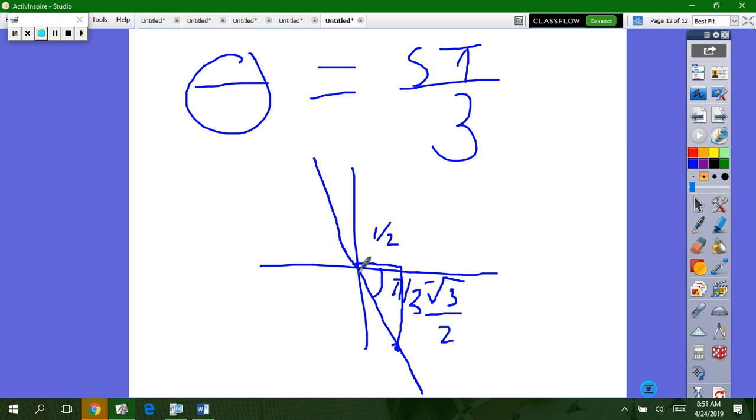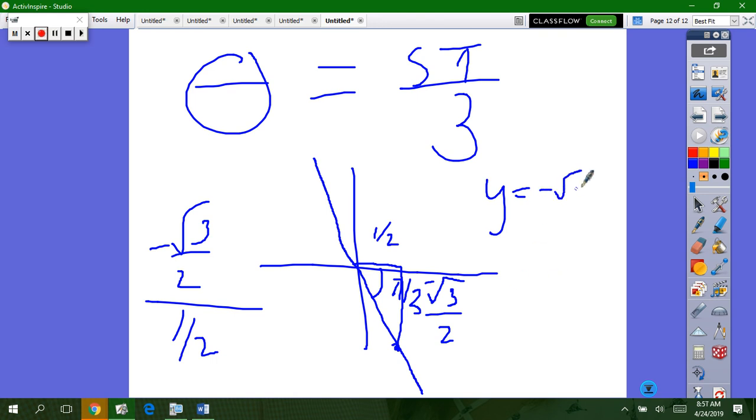Ladies and gentlemen, am I going through the center 0, 0? So that's my y-intercept. What's my slope? Down negative root 3 over 2 over a half. That's my slope, right? So therefore, that's just negative root 3x. The equation of theta equals 5 pi thirds is just the equation negative root 3x. I'll always be on the line negative root 3x.